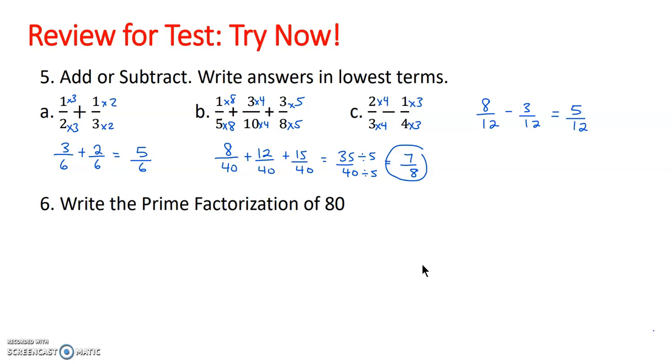For prime factorization of 80, I'm going to be breaking 80 down using my little guys, starting with 2. Divide by 2 gets me to 40. Divide by 2 again gets me to 20. Divide by 2 again, down to 10. Divide by 2 again, and I'm left with 5. I circle my prime numbers, 2, 2, 2, and 2, and 5. Prime factorization of 80 is equal to 2 to the power of 4 times 5.